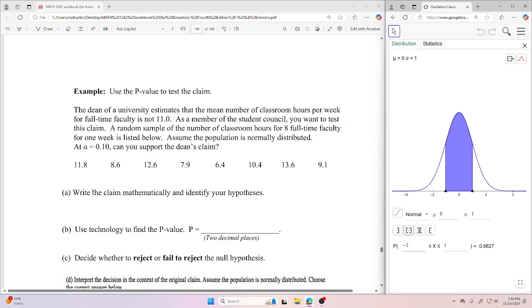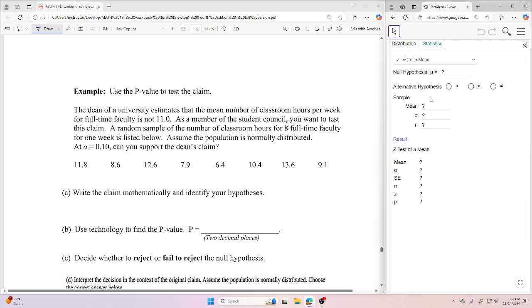It wants the p-value. Again, we're going to definitely use GeoGebra for all that. But notice that it has data points, so this is a little different than the other ones. Normally, I go over here to statistics, z-test of a mean, put all the numbers in and we're done. It's really that easy. But we can't do that right now because there's a lot of data points. So we have to go somewhere else.